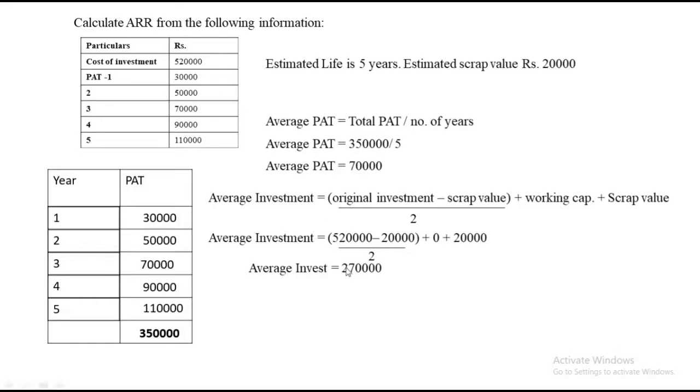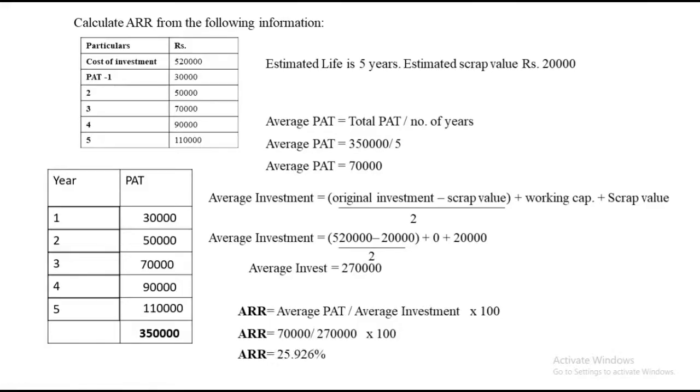We found the average PAT, we found the average investment. Now we directly apply the final formula, that is the ARR formula. ARR is nothing but average PAT divided by average investment into 100. So that will be 70,000 upon 2,70,000 into 100. Our final value should be 25.926%. This is how you have to solve the sum based on ARR. Very simple topic. You just have to take the average profit after tax, divide by average investment, into 100. That's your ARR.